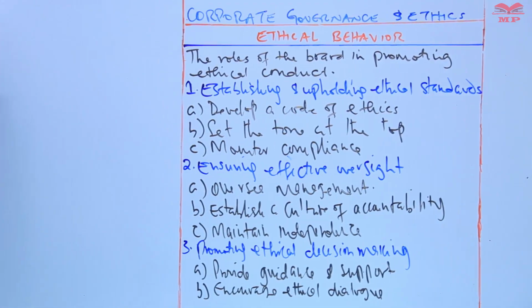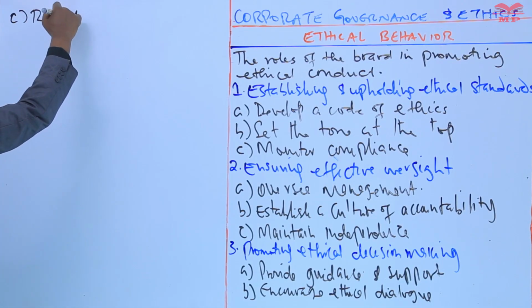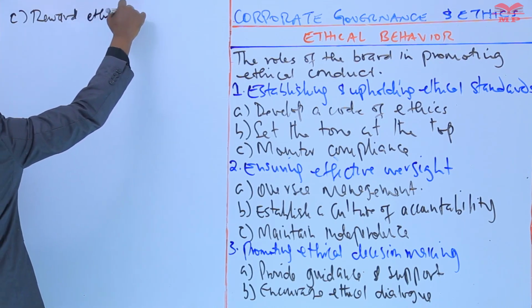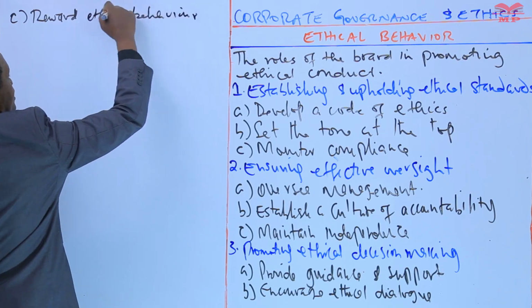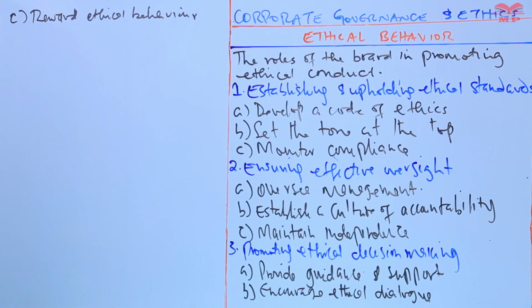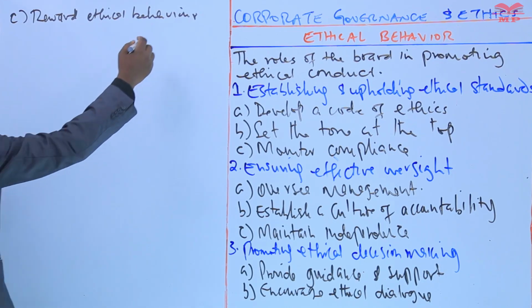C, reward ethical behavior. It is the role of the board to reward ethical behavior. That's one way to promote ethical decision making. The board should recognize and reward employees who demonstrate ethical behavior, and that can be done through formal recognition programs, promotions, and other incentives rewarding ethical behavior.